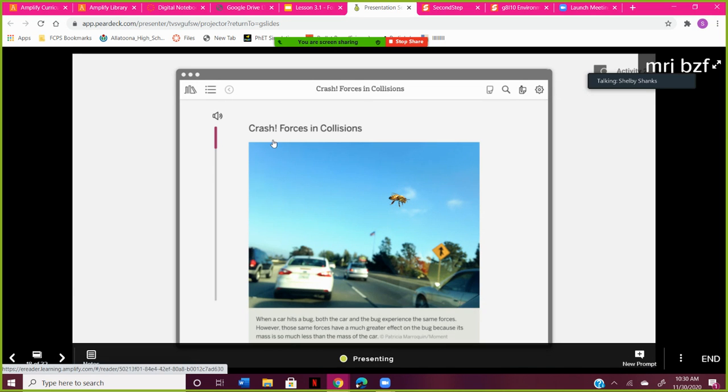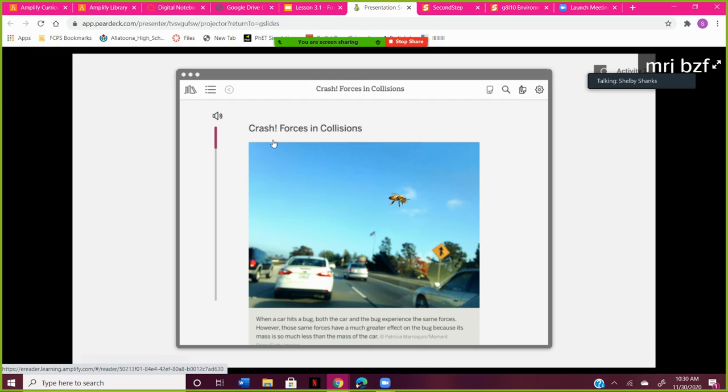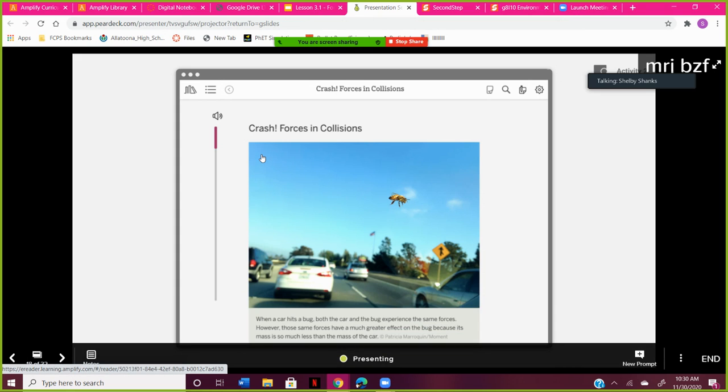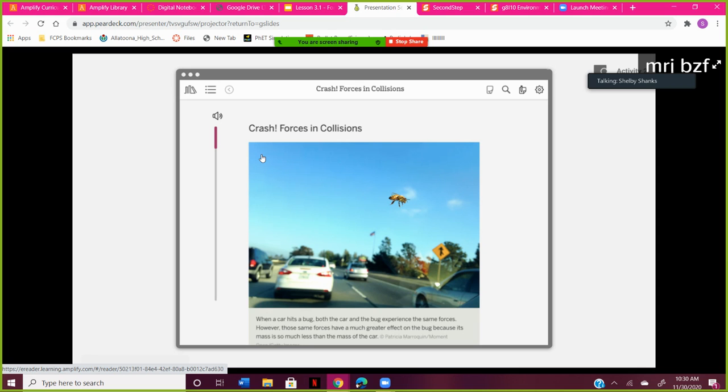All right, so go ahead. You can press on this screen. I'm going to give you about 10 minutes to read and annotate this article, and answer the questions on slide 14 in your digital notebook. You've got 2 questions there talking about collision, and then you are going to read and annotate your article. All right, 10 minutes, we'll come back at 10:40.